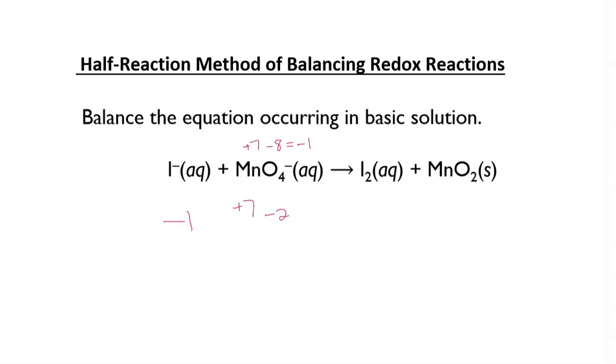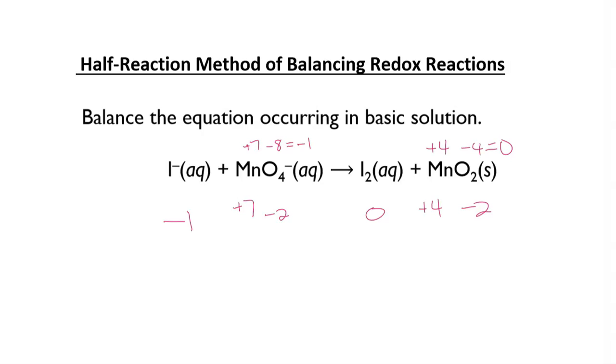For I2, the oxidation number of an atom in an element is going to be 0, so that's why that will be 0. And in MnO2, we know that it's going to be -2 for oxygen. Multiply that to get -4. It has to equal 0 because there is no charge on it. So to get that to equal 0, we need to have a +4 for Mn. And that will be the oxidation number for Mn.